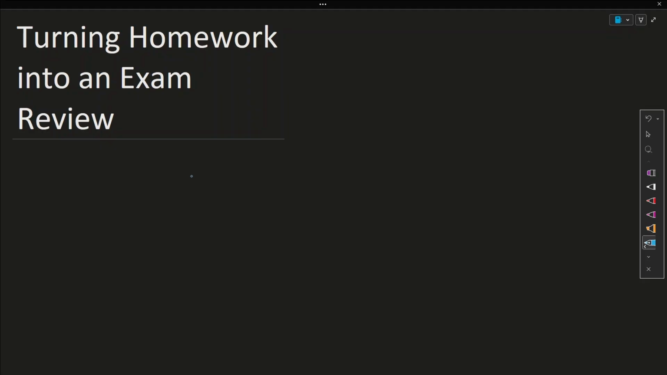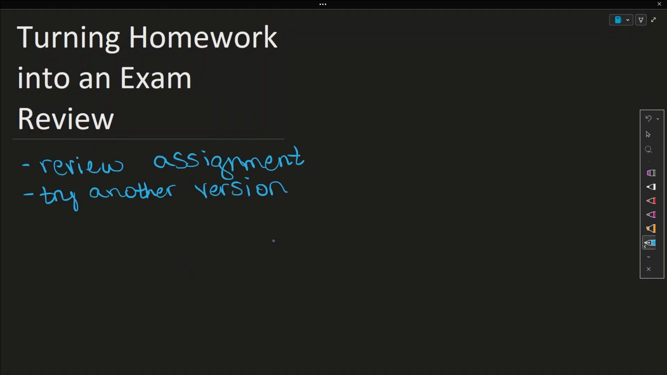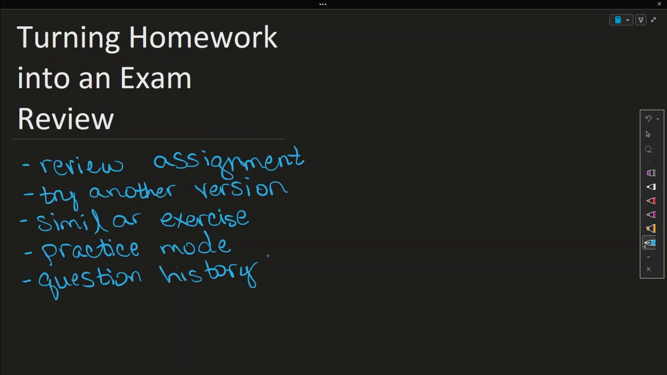Online homework can also be turned into an exam review. Look for features such as review assignment, try another version, similar exercise, practice mode, or question history. Also, pay attention to incorrect answers and completed assignments. If the system allows multiple attempts, choose new versions of problems you previously missed. Work them on paper instead of trying to complete every step mentally. Writing your steps can help you identify where mistakes occur.